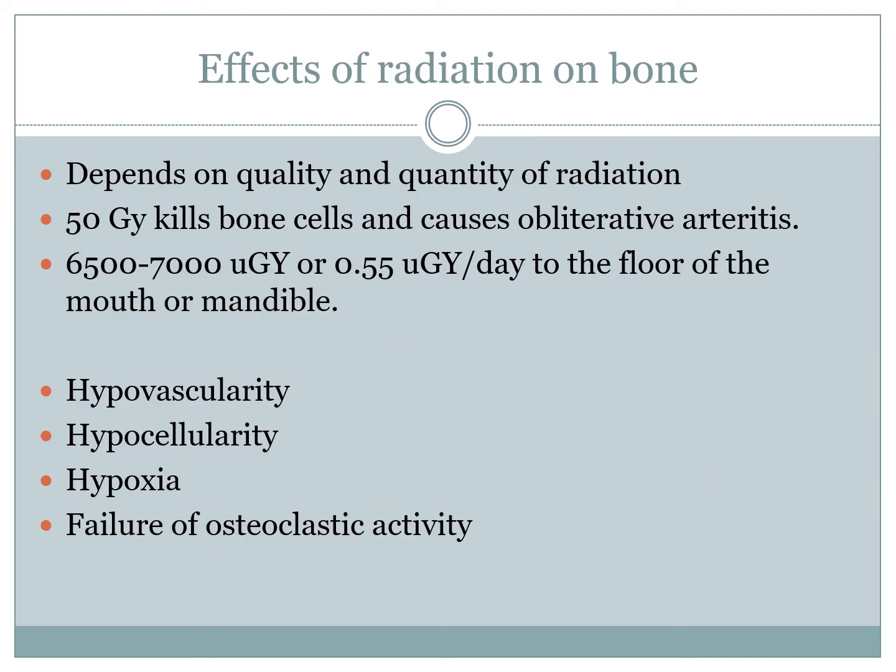The effects of radiation on the bone depend on the quality and quantity of radiation. Normally 50 gray kills the bone cells. Doses of 1500 to 7000 per day to the floor of the mouth or the mandible result in hypovascularity, hypocellularity, hypoxia, and failure of osteoclastic activity. There is deficiency of oxygen and of blood supply. These also lead to dissection of the bone.